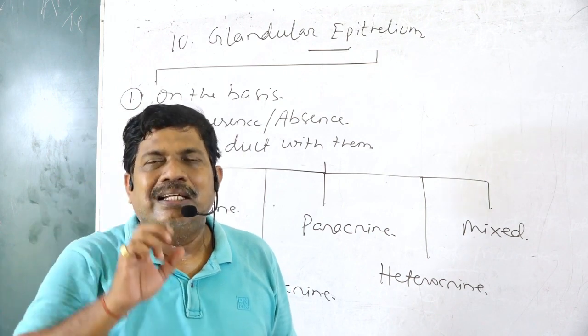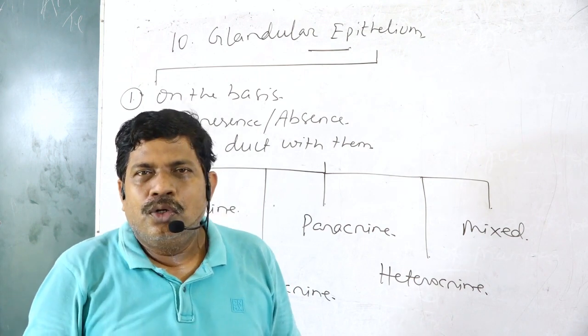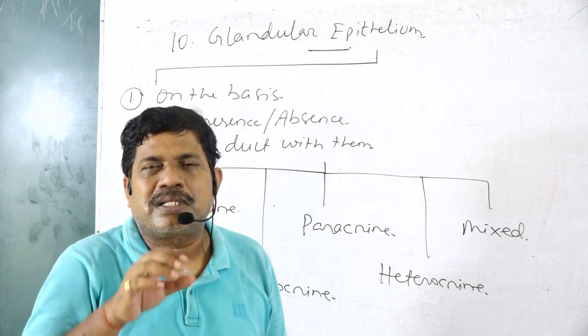What is a gland? It is one secretory unit which secretes some substance, a chemical substance.